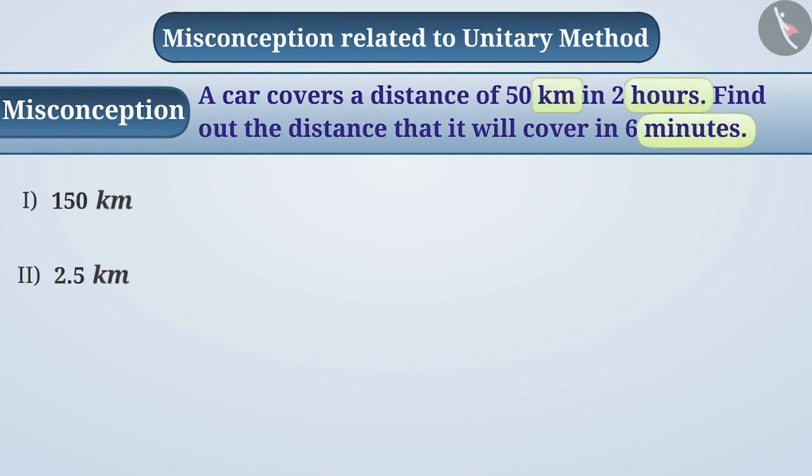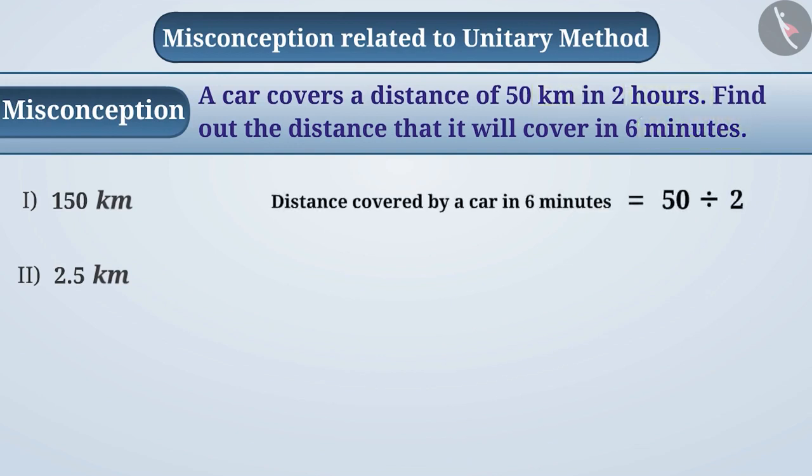Many a times, students do not focus on units. They just consider the numbers and perform mathematical operations to get the answer. They simply divide 50 by 2 and get the result as 25. Then they observe that the next number is 6 and multiply 25 with 6 to get the result that is 150. This leads to an incorrect answer and they give option 1.